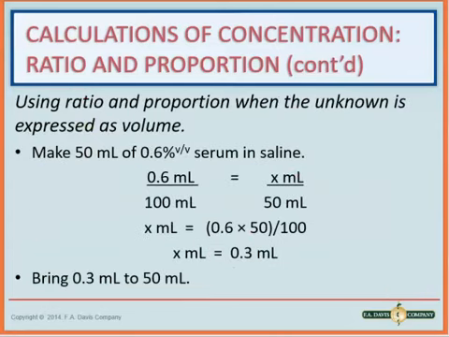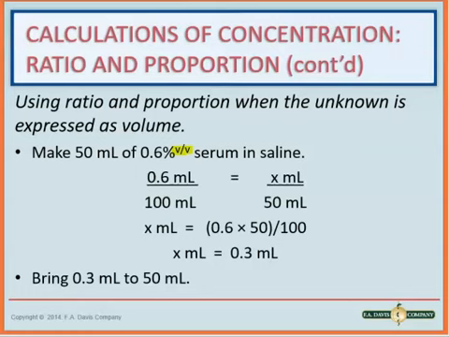Let's look at a second example of ratio and proportion. Again, we're going to be looking for an unknown value, but this time we're going to be looking at a volume over volume problem versus the weight over volume we just previously looked at. So again, we're going to be trying to pull 4 different values out of the information that's given. One of those values is going to be our unknown, or our x.